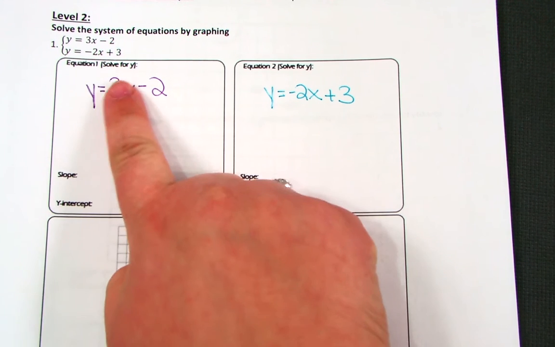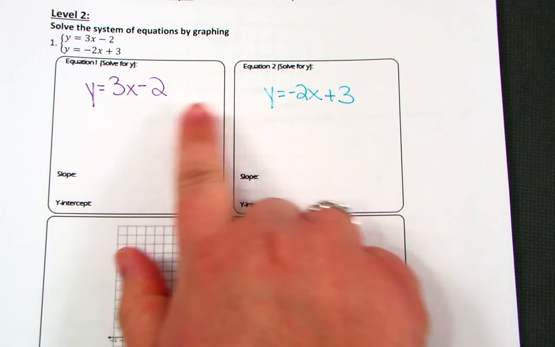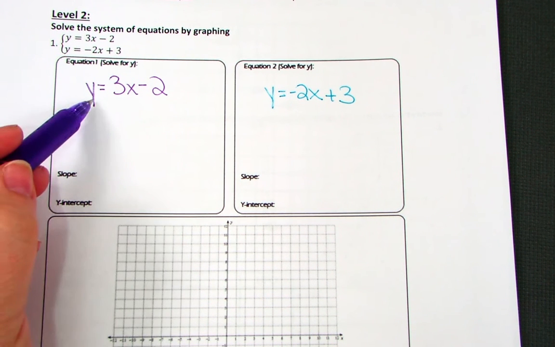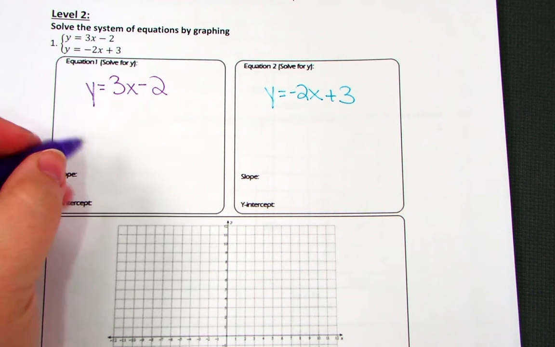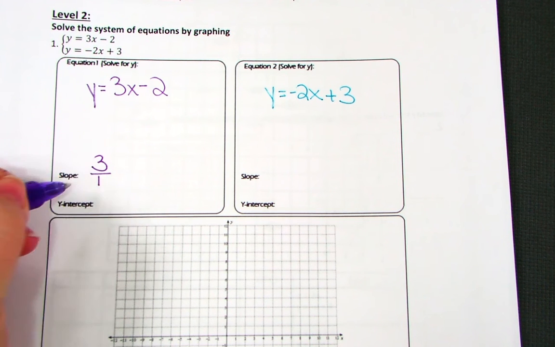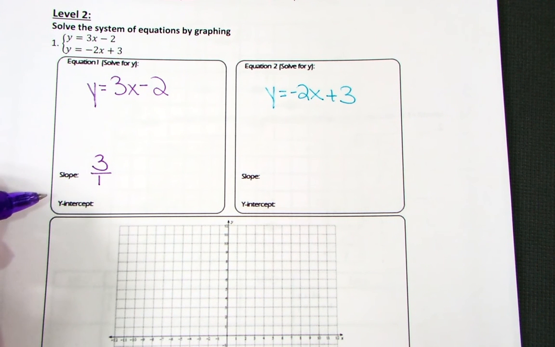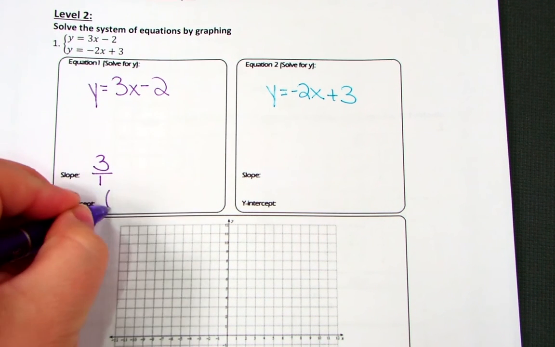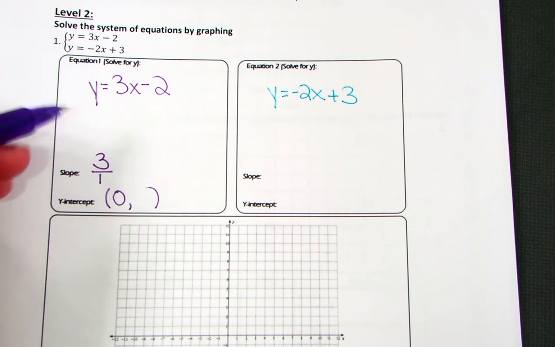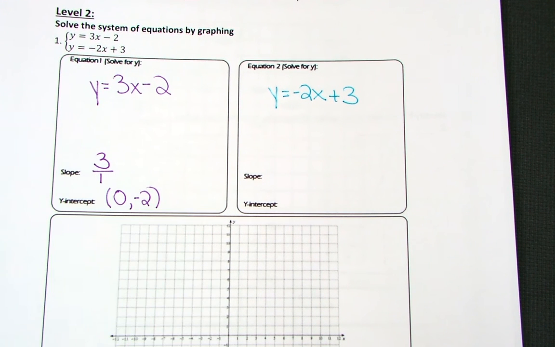But the first step says to kind of solve each equation for y, which we just talked about. That's already done for us. So we're going to go ahead and identify the slope and the y-intercept of each of these equations. The slope, remember, when y is alone, is the number in front of the x. So 3. And we always want to write our slope as a fraction, so we're going to put it over 1 because whole numbers go over 1 when they become fractions. The y-intercept is always a point at 0, and it's the number that doesn't have the x, so 0, -2.